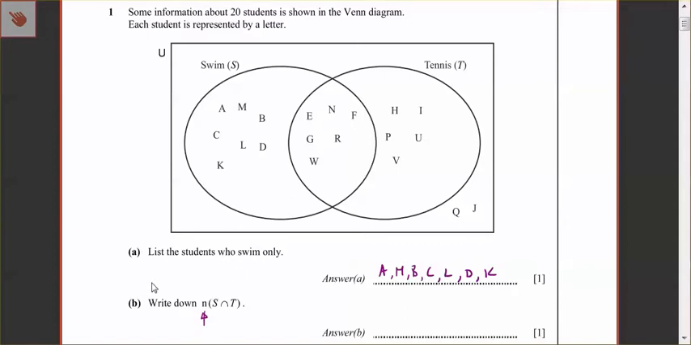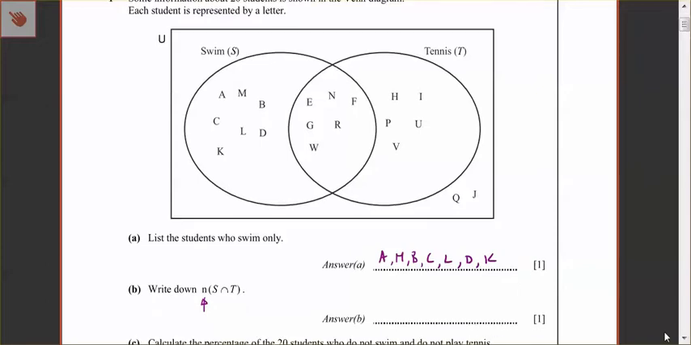No, it doesn't mean not touching it. It means the number of elements in yours. So S intersection T is here, so it's 6.